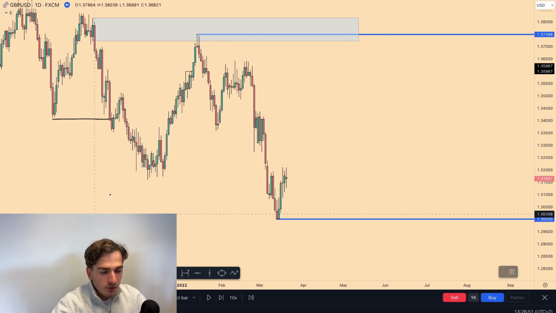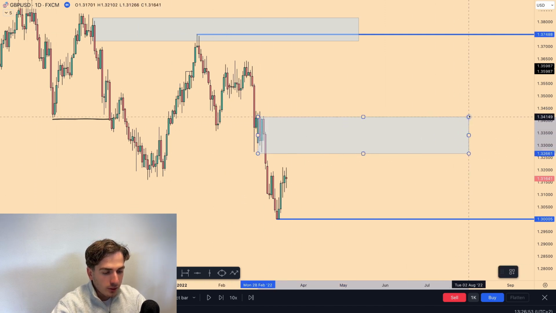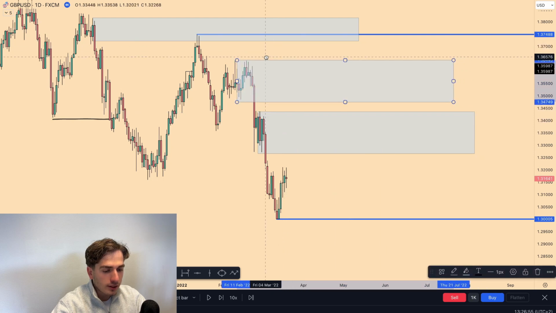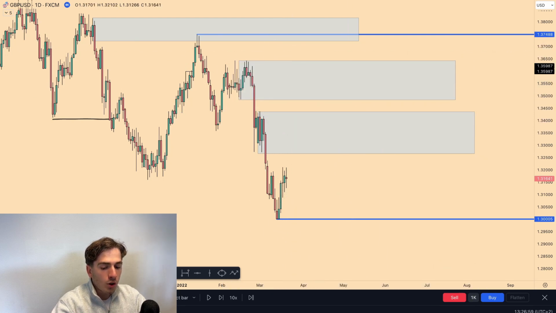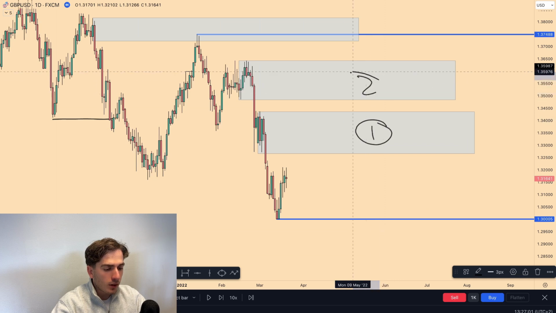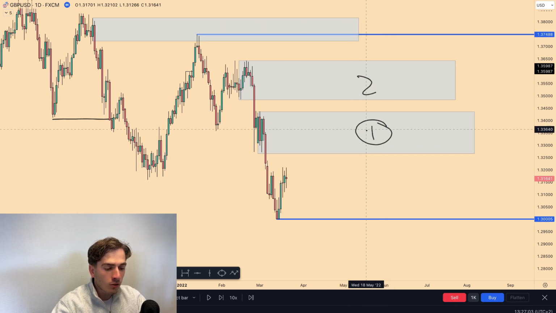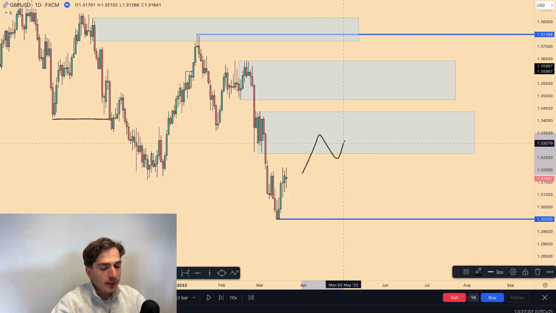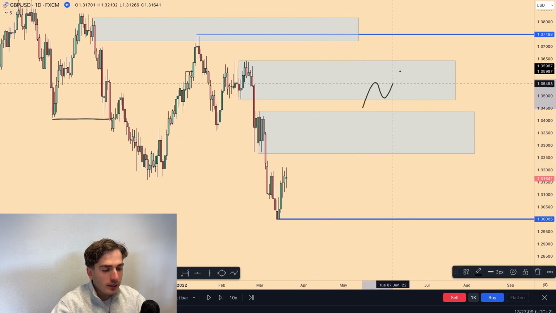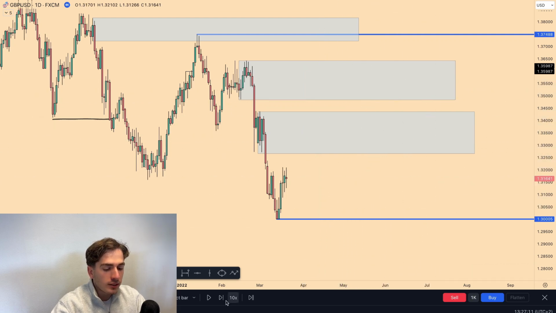So what I'm now identifying is that we have supply situated over here and we have supply situated over here. So I'm looking for a short from one of either areas of supply. I do not yet know where I'm going to short from, so I'm not going to just simply place a limit here or here. No, I'm going to wait for the market to come in, show me its hand, and show me that it wants to push further in towards the downside.